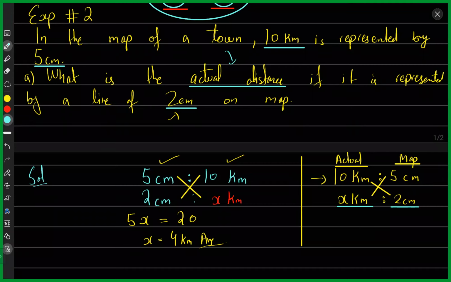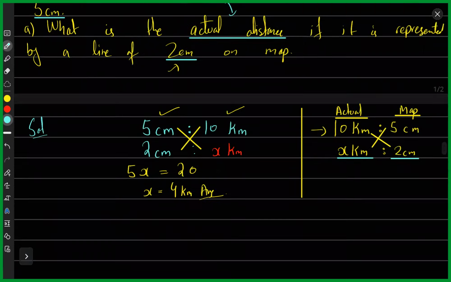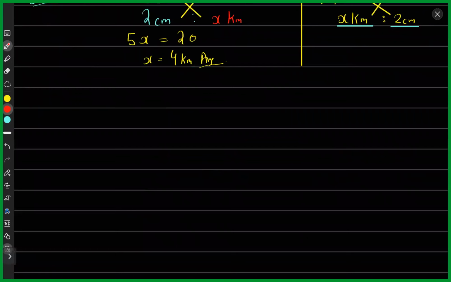Very good. The next part, part B, says: express the map scale in the ratio 1:n. Now what they want is, they want you to write down the same scale, but this way.